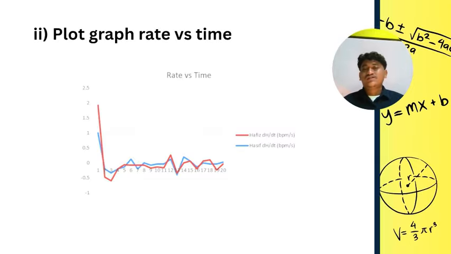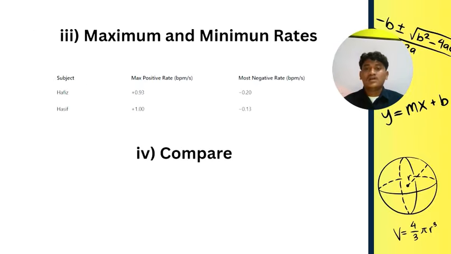Let's move to the second question, the graph of rate versus time. In this slide, I show the graph, which I made in Excel by keying in the data and inserting the combo graph. The red line is for student A and the blue line is for student B. As you can see, the red line and the blue line are not the same. Let's move to the next question, number 3.